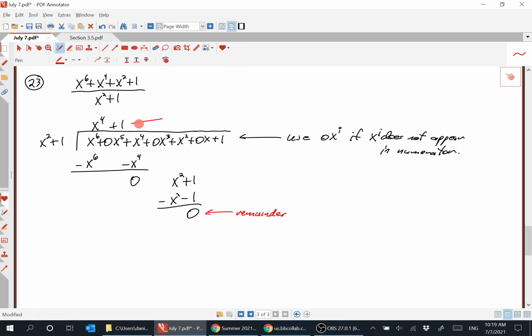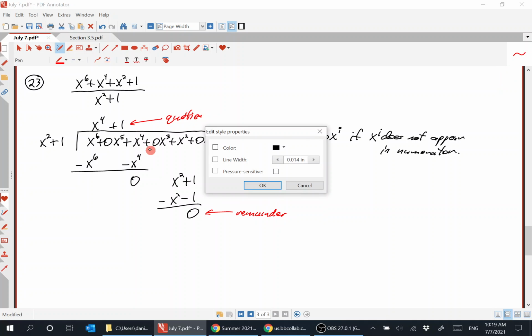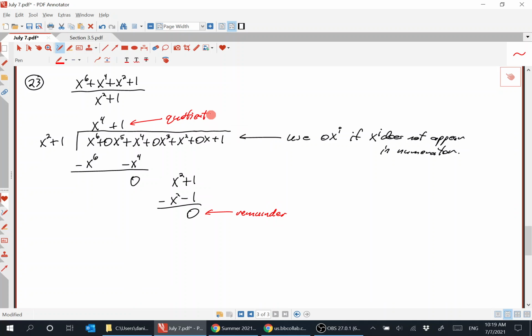Remainder, quotient. Look at the difference in degrees here. This is degree 6, and this is degree 2. That says I'm going to need 5 iterations at most. So 6 minus 2 is 4, so that says I'm going to need at most 5 iterations of the division algorithm. But I only needed 2 here.